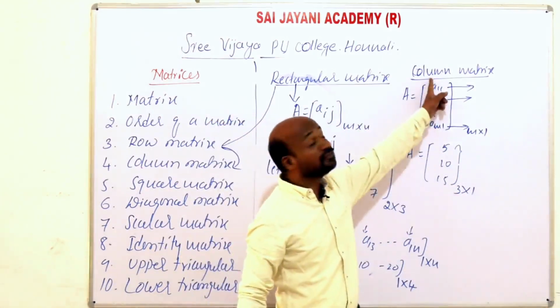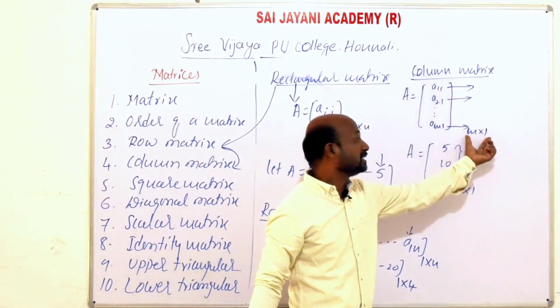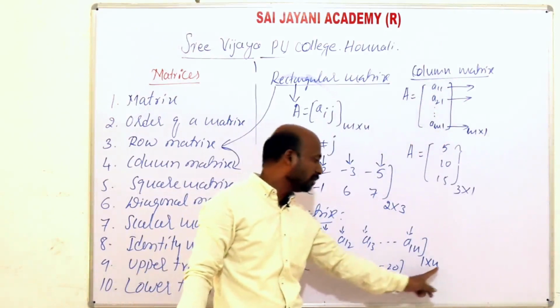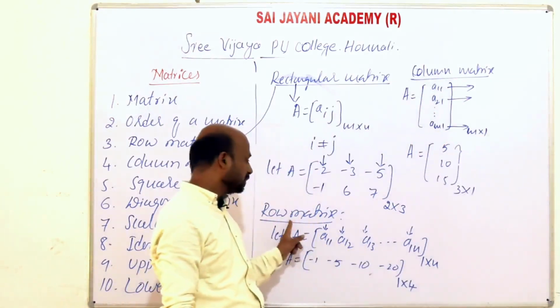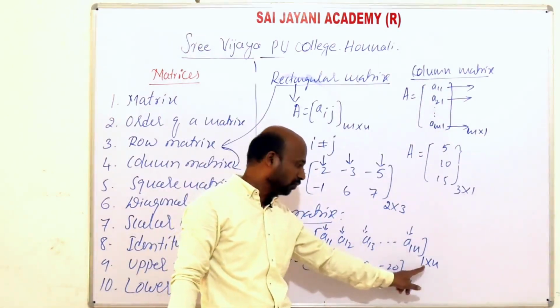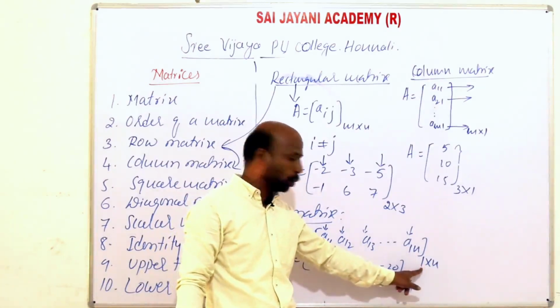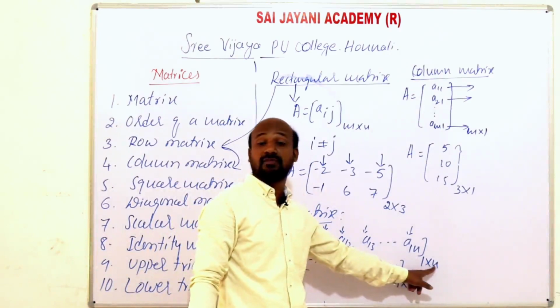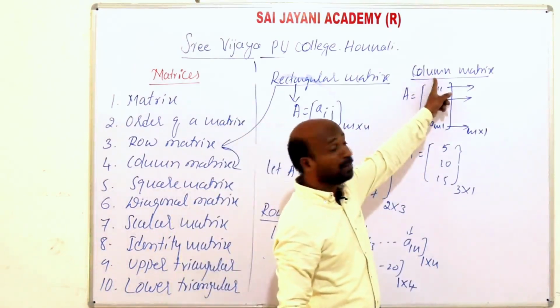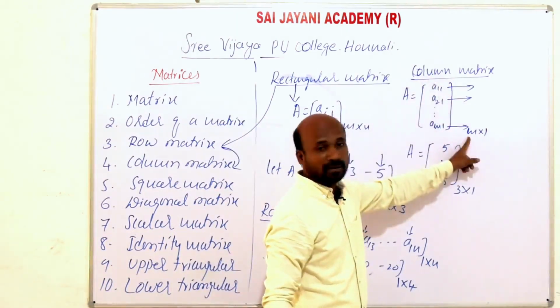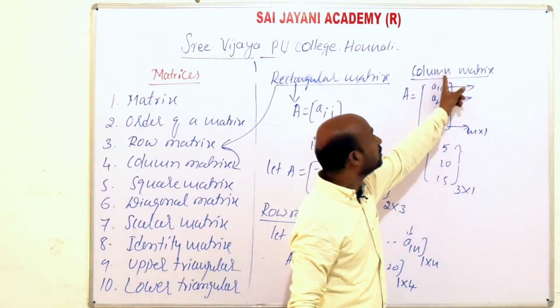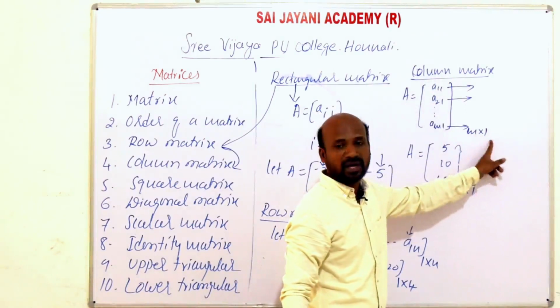So the order of the column matrix can be taken as m by 1, and the order of the row matrix can be taken as 1 by n. A row matrix means it has only one row. The first number represents the row, the second number represents the column. It has one row but n columns. In the case of a column matrix, it has only one column but m rows. So in general, the order of the column matrix can be taken as m by 1.